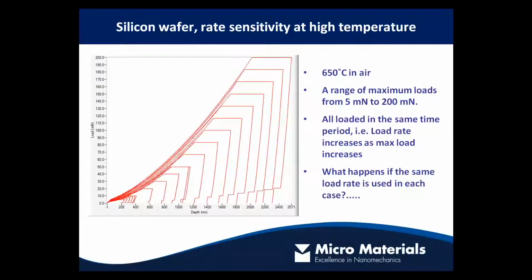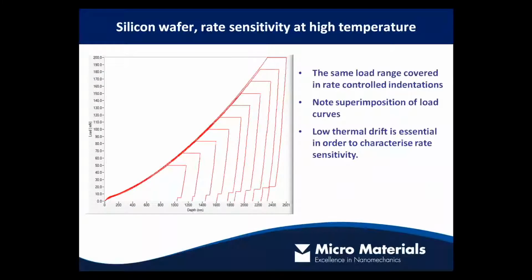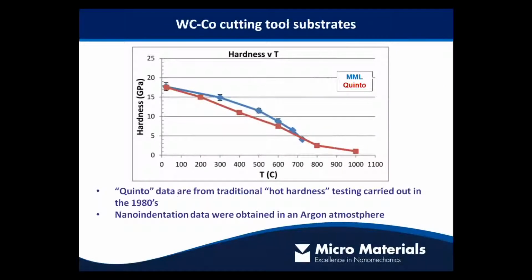So what happens if we repeat this set of experiments, but we use a constant loading rate? What happens then is all of our loading curves superimpose. This is quite important. It's a nice little demonstration of how, with sufficient stability, you can start to quite accurately quantify the time-dependent elements of a material's behavior.